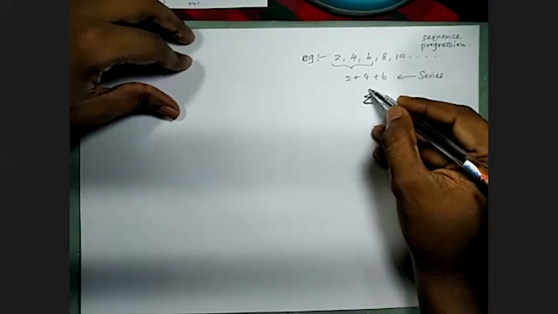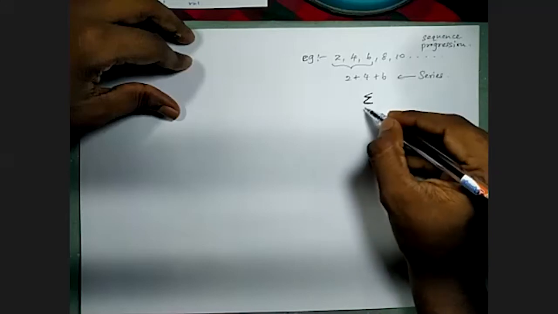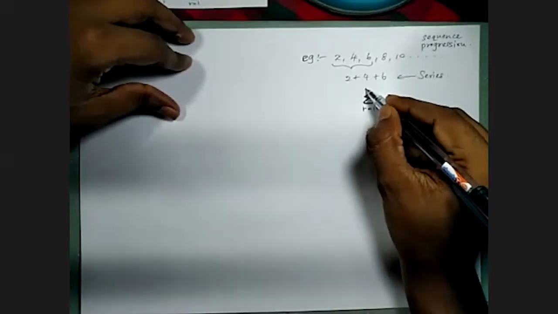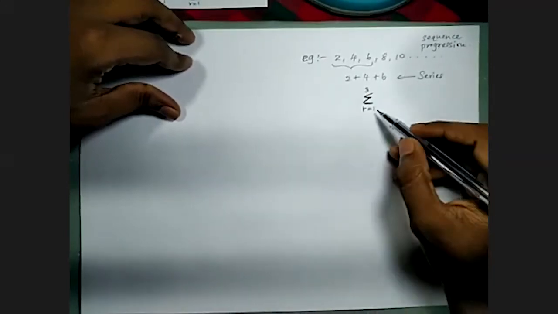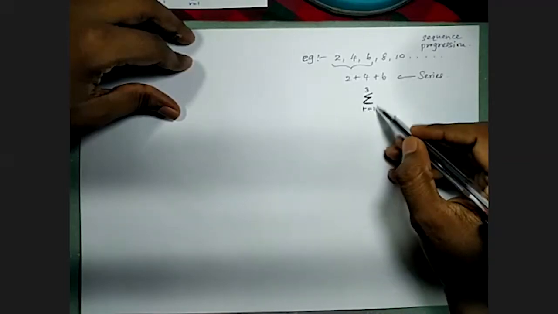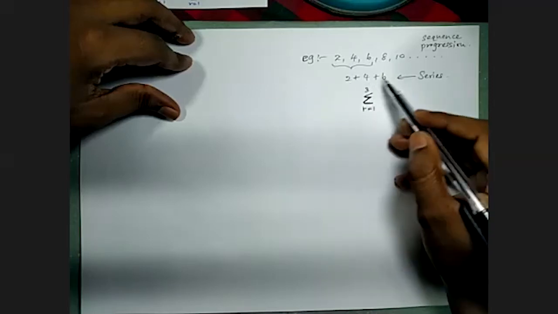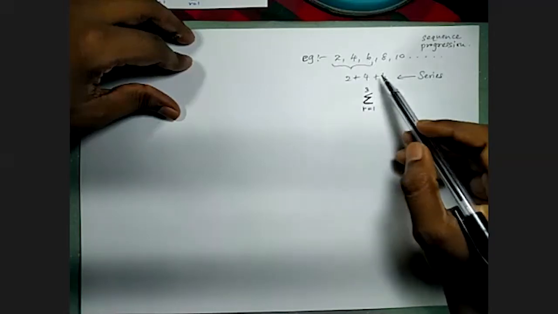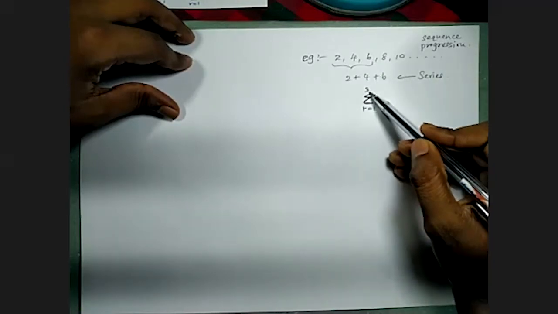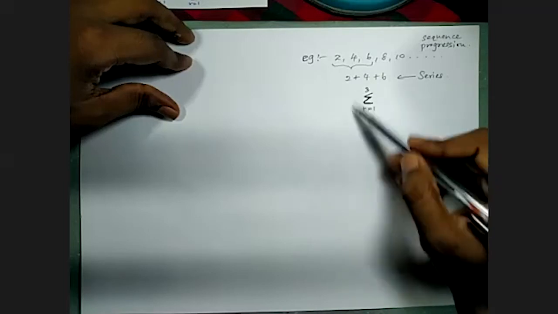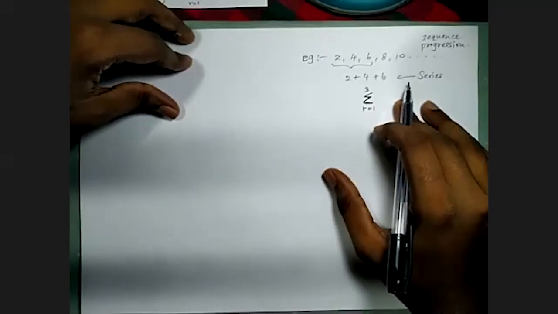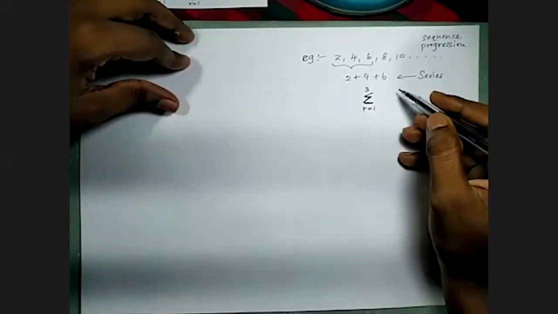Then on either side of this sigma letter, we have to put these things: r equals 1 to 3. r is the number of the term. r equals 1 to 3 means I'm going to take the sum of the first 3 terms of this progression, first term to third term. That is the idea of this sigma notation. Okay, is it clear? Yes.